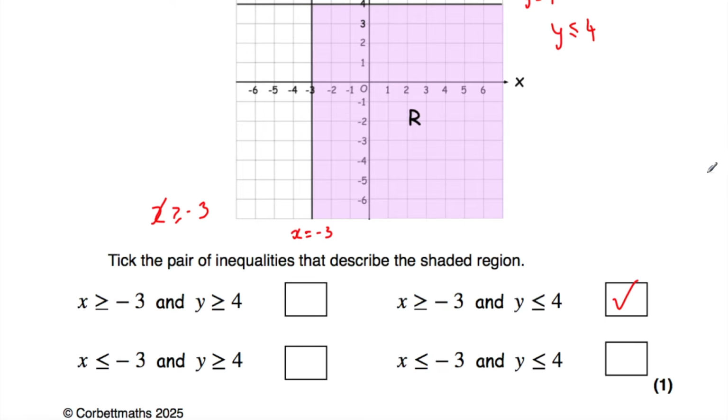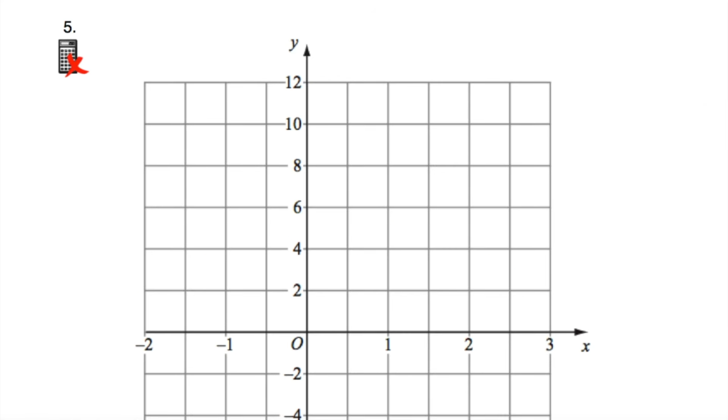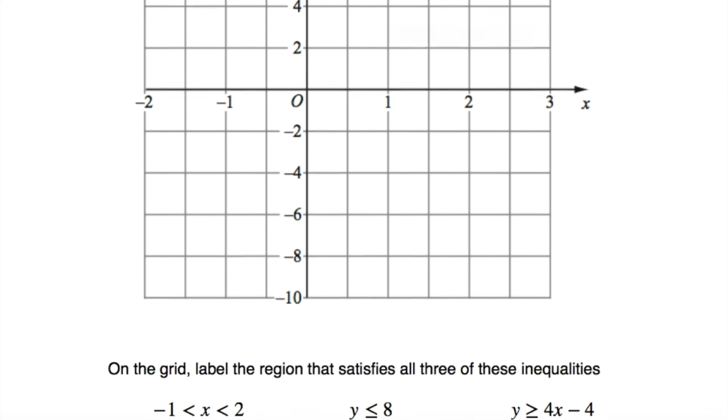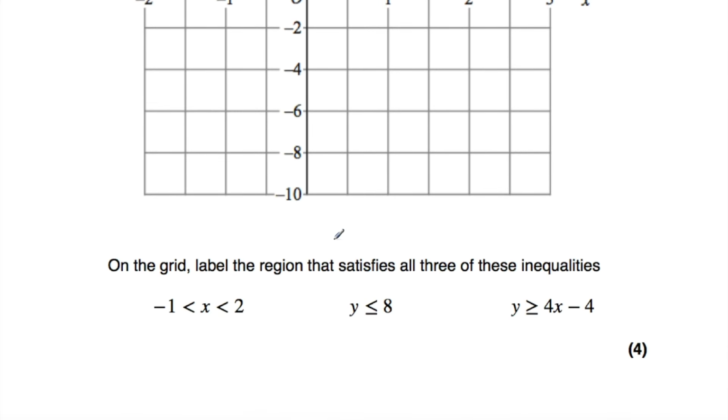Okay, let's look at our next question, question number 5. We've got this grid, and we've been told to label the region that satisfies all 3 of these inequalities. We've got that x is bigger than -1 but less than 2, y is less than or equal to 8, and y is bigger than or equal to 4x, subtract 4.